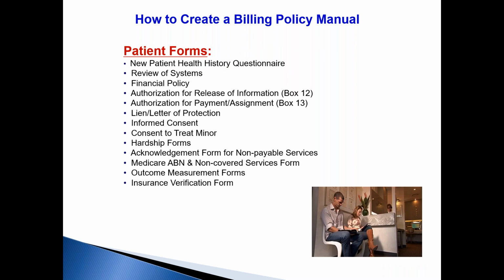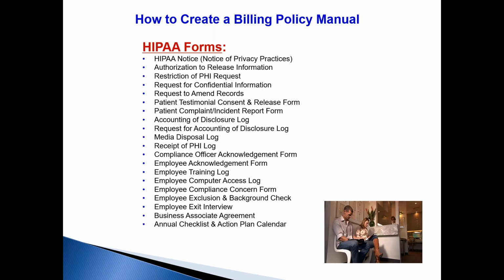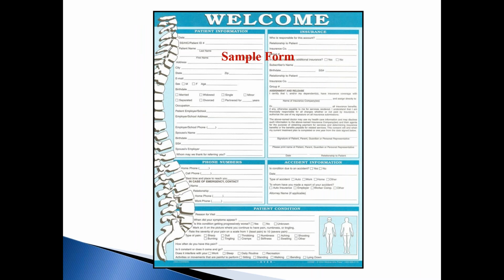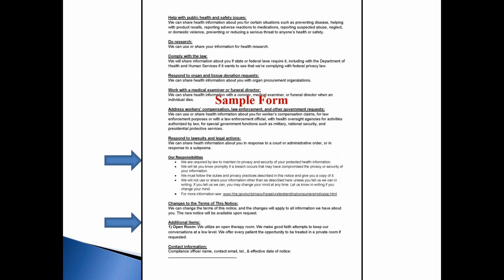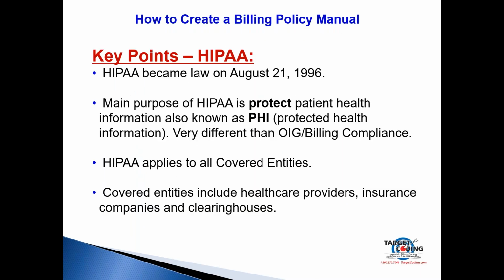You need good patient forms if you're going to have a billing and coding policy manual. Staff members have to sign off on an employee acknowledgement form and employee training logs. They're not difficult. They're simple. Put them together on your own, or find someone to help you. Have good, simple HIPAA forms. That's part of a good compliance billing and coding policy manual.